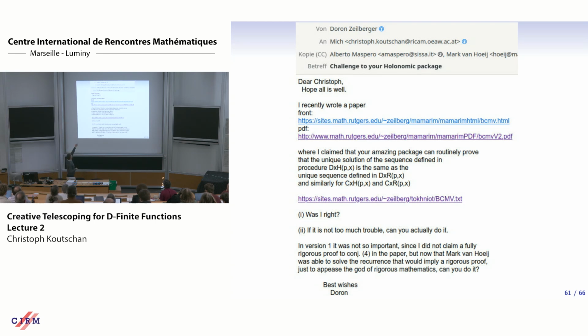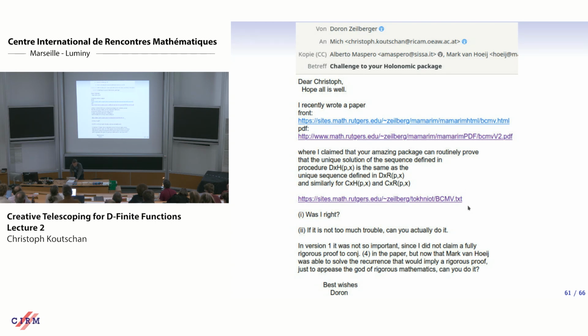So he published this paper on the arXiv, and he made a bold claim that, well, with my package one could prove it, and he's just too lazy to do it, and he doesn't care about the rigorous proof. But okay, now since Mark van Hoeij found a closed form of a certain recurrence, he says he wants to appease the god of rigorous mathematics, and so he now asks me, can you do it? And okay, so what is this about?